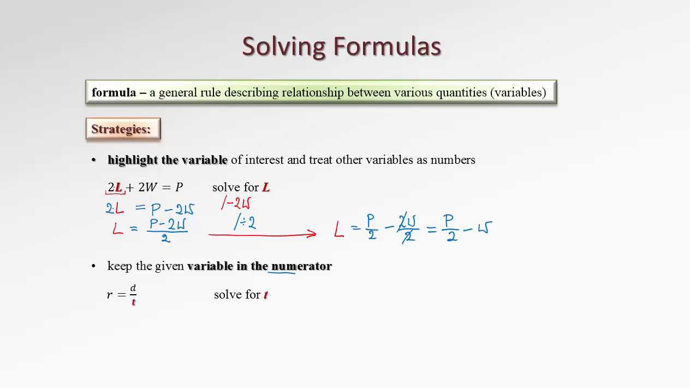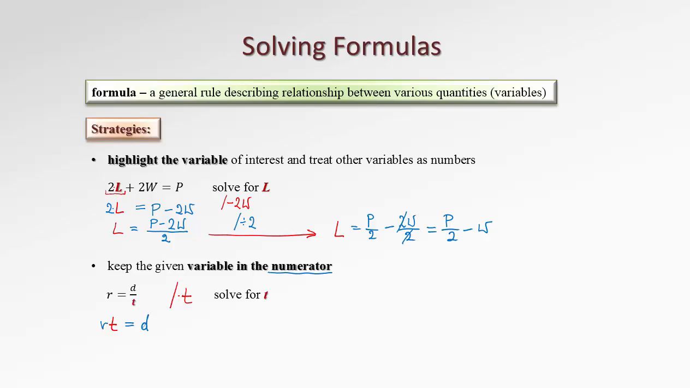The next suggestion would be to make sure that the variable that we are after is always in the numerator, not denominator. So if we want to solve this formula r equals d over t for t, we wish to have the t in the numerator. How to do it? Well, again, by using inverse operation. Since we divided by t, let's multiply the whole equation by t. That will cancel this denominator t, and the t will actually travel to the other side as a numerator. We still had the r, and this equals to d.